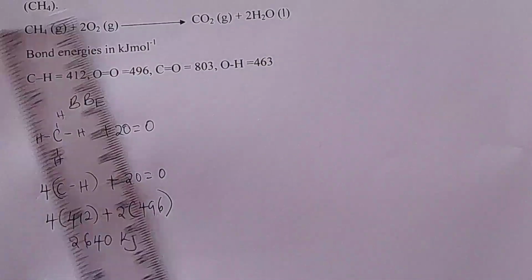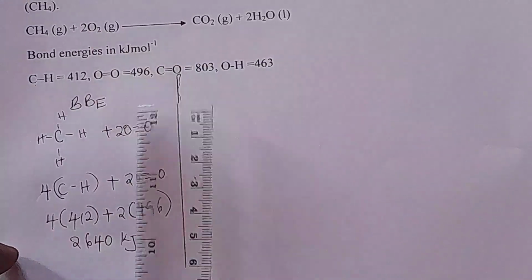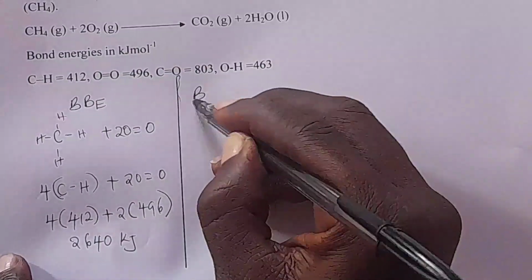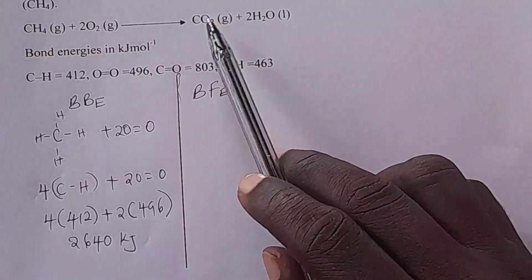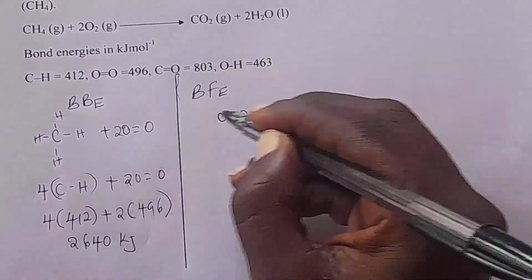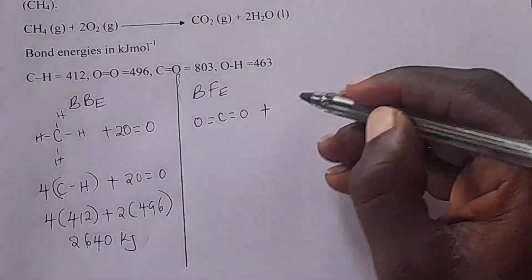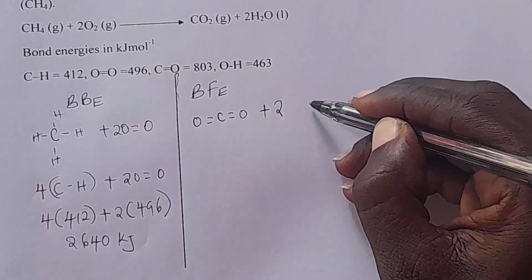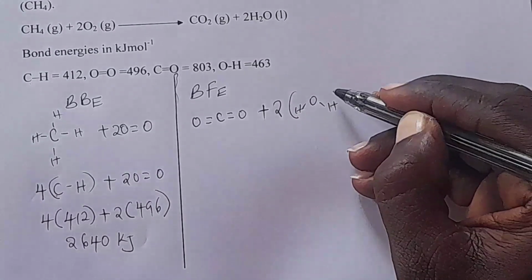So we want to go to the other side, that is the bond formation energy, and this one we can get from the product side. In the product side we're having carbon dioxide. How do you write carbon dioxide? Carbon dioxide is written like this. Plus I'm having water, but 2. How do you write water? Water is written H-O-H.